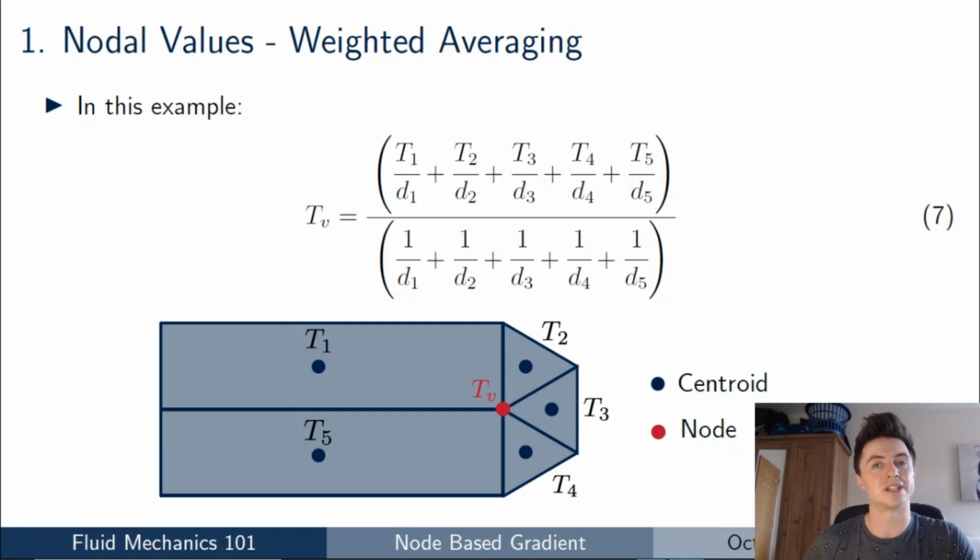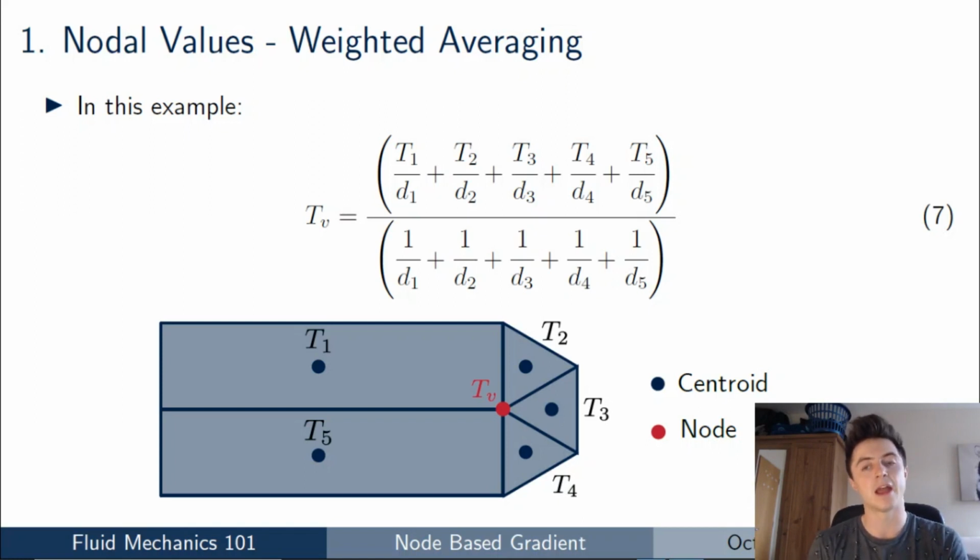Noting, of course, that we use a different distance for each node, because each centroid is a different distance away from the node there. And of course, in the case where each of the distances is the same and the node happened to be at the center of the surrounding centroids in a structured mesh, for example, of squares, then this would just return to the normal averaging formula.